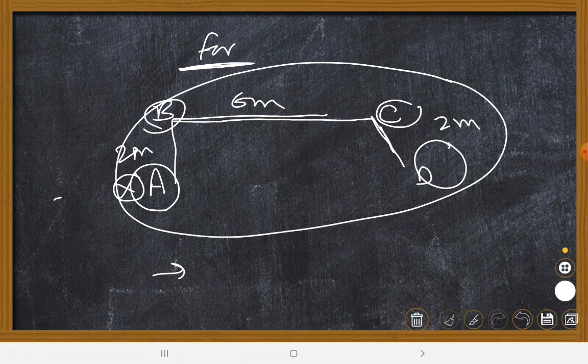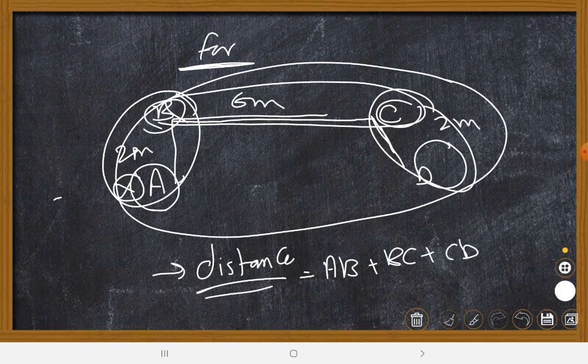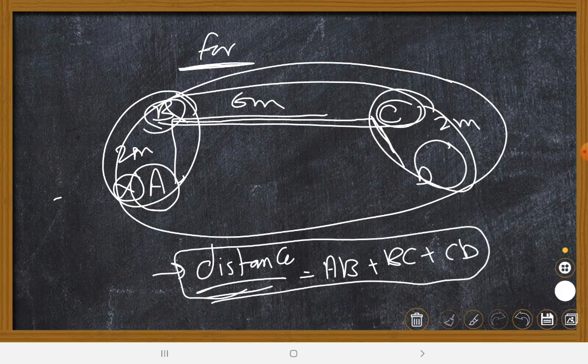And I ask you how much distance the car has made, okay? When I ask you this question about the distance, you can calculate the distance by addition, adding all of the distances that the car has made: AB plus BC plus CD. So now we're going to say AB plus BC plus CD. All of these are the distance that the car made.